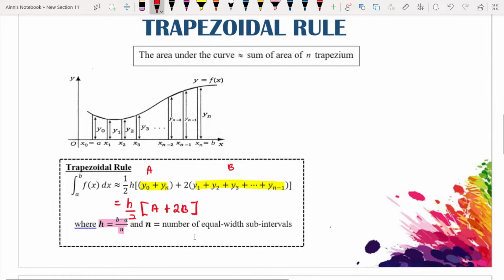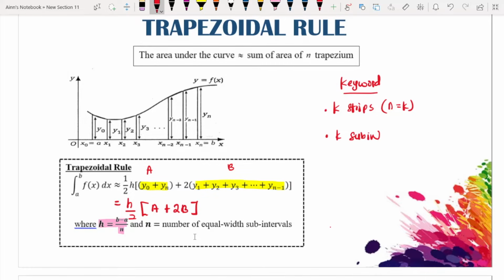So we have the keywords in this subtopic. Let's say the question asks for k strips, that means your n is equal to k. If the question asks for k subintervals, that also means your n is equal to k. But if the question asks for k ordinates, then your n will be k minus 1. So these are the keywords for this subtopic.